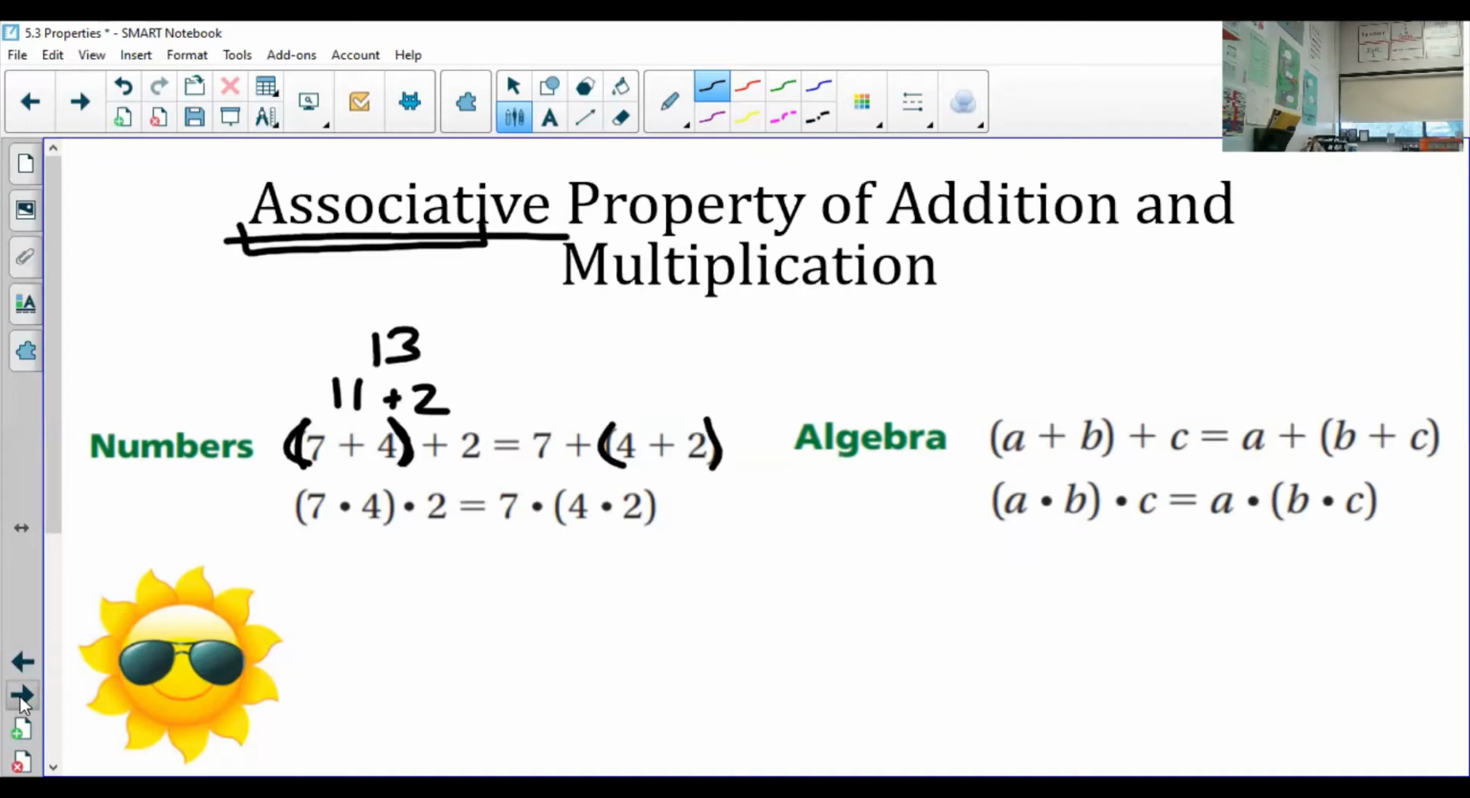Now let's go over here. We do parentheses first. So 4 plus 2 is 6, plus 7 is 13. Yes, this is true. Okay, same when you multiply. If we start with the parentheses here, or if we move them over, it's going to be the same thing. So the new part here is, again, the algebra, adding the variables and being able to do the exact same thing. So, some examples.